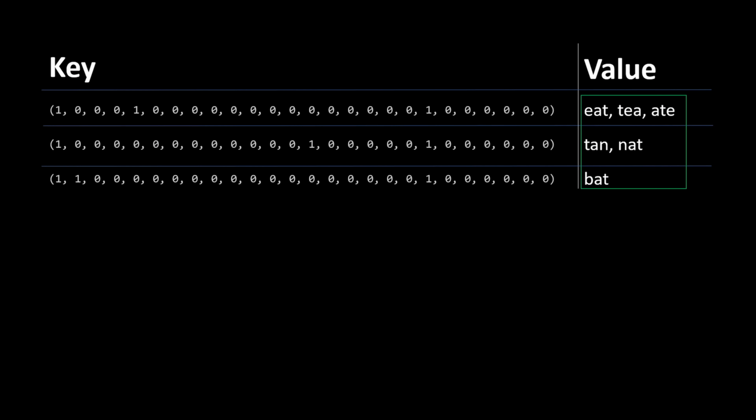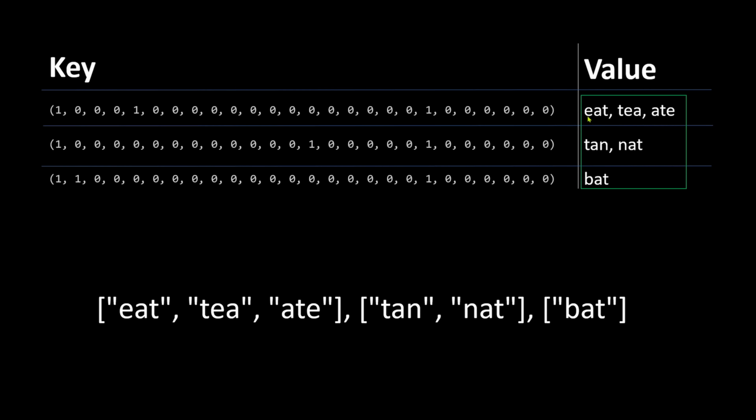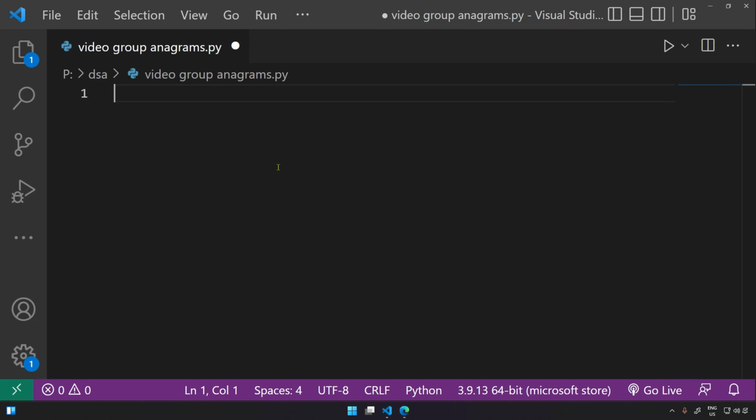So now all we have to do is take our values and output them like this. These values are one group, these values are another group, and this value over here is one group. And so that's our program. That's how we're going to solve it. And like I said, the time complexity is much better. Okay, so let's go ahead and try to code this up.